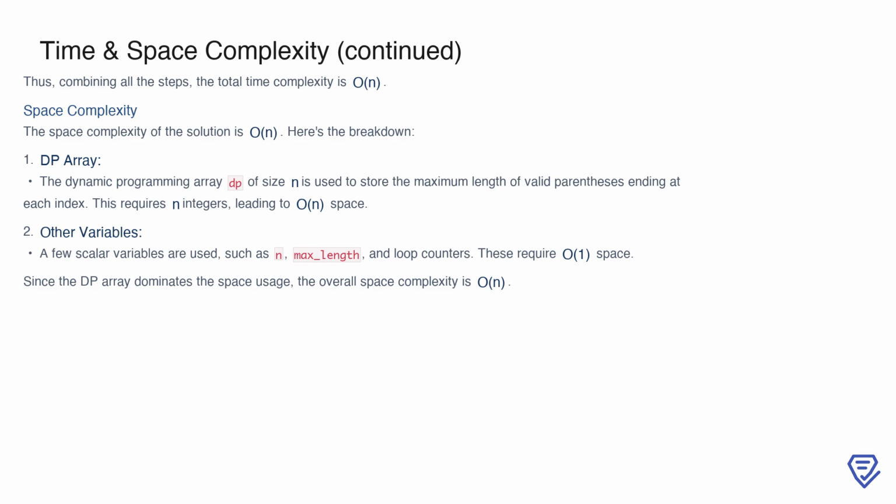Now, let's examine the space complexity. The primary contributor is the dp array, which is used to store the maximum length of valid parentheses ending at each index. Since this array has a size of n, it requires O(n) space. In addition to the dp array, we use a few scalar variables, such as n, max_length, and the loop counters. These variables only take up constant space, or O(1). Therefore, the total space complexity is dominated by the size of the dp array, which makes it O(n).